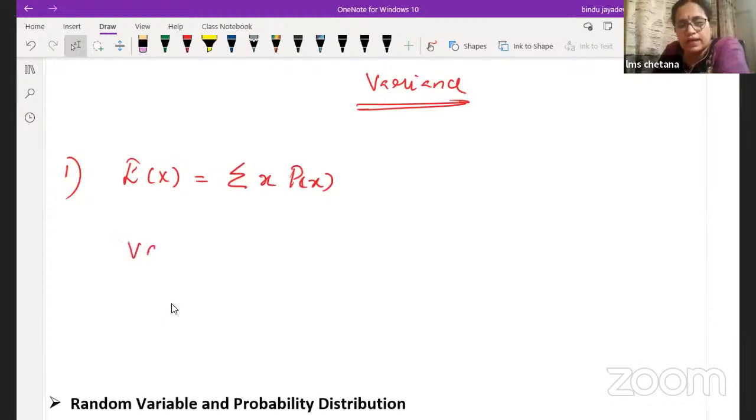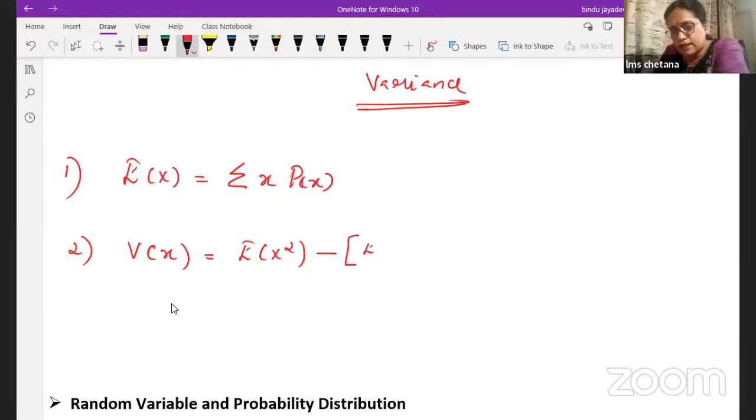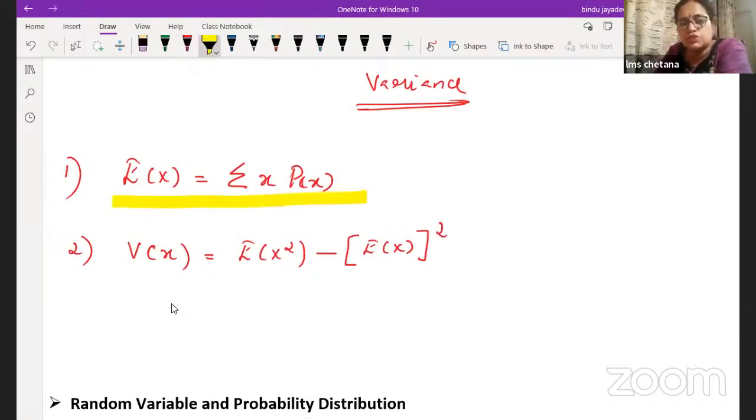And for variance of X, the second formula which we are going to learn, that is expected value of X square minus, in square brackets, E of X the whole square. So these are the two formulas which you are going to learn, and I will teach you how to solve the question by using these two formulas. We will make the table and do it, that is the easier part for you.